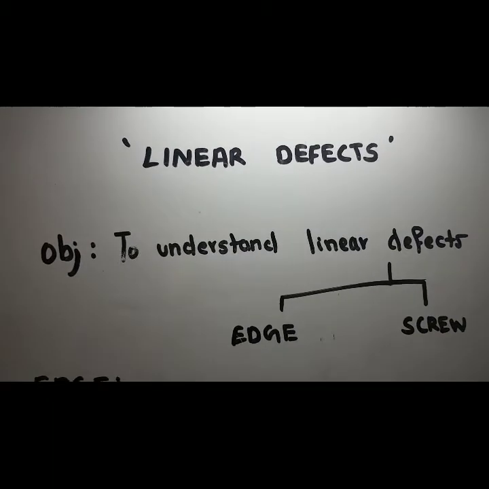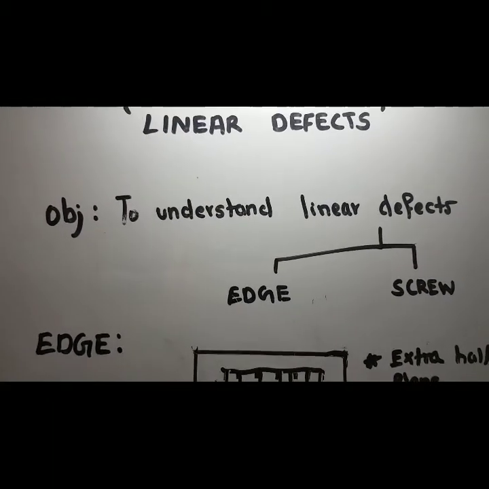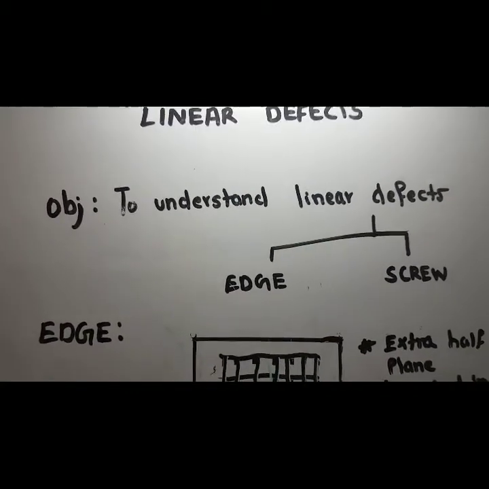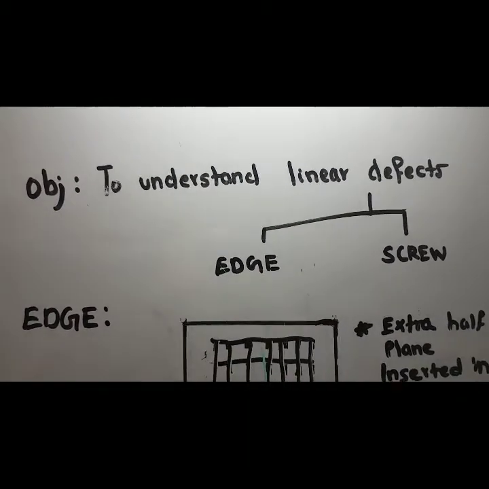Hi guys, I'm talking about linear defects. My objective and your objective is to understand what linear defect is. So there are two types of linear defects. One is edge, another one is screw.